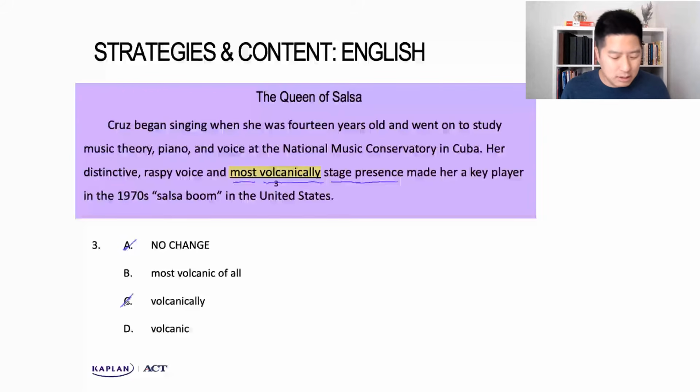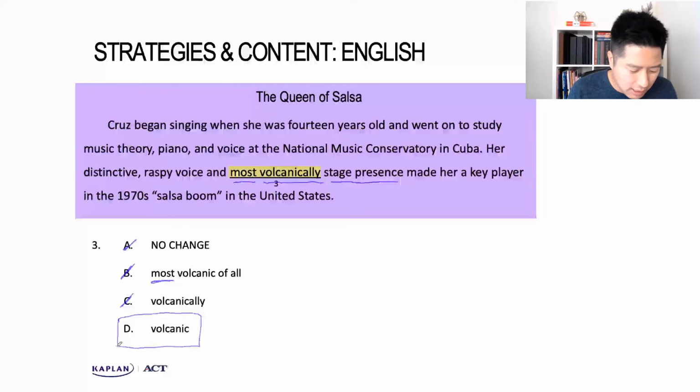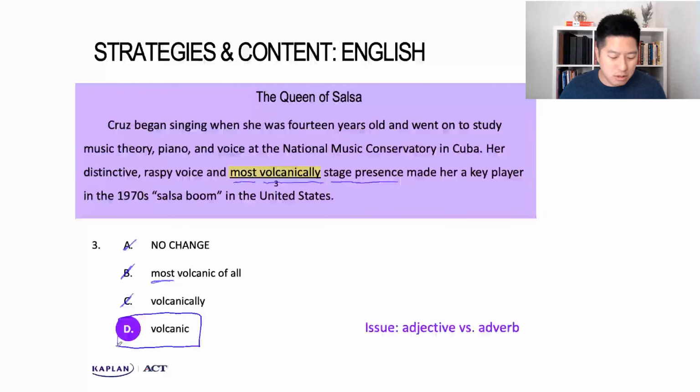Now, in terms of B and D, what I'm really being asked is, do I need the word "most" or not? Well, you'd use the word "most" to compare one thing to two or more other things to say what is the most volcanic. That's not what's happening here. You're simply just noting Cruz's presence was volcanic. So let's eliminate B and let's roll with D as our answer here in this adjective versus adverb issue question.